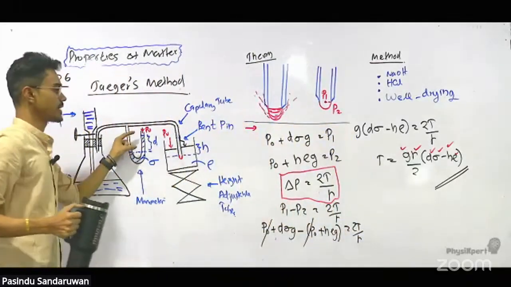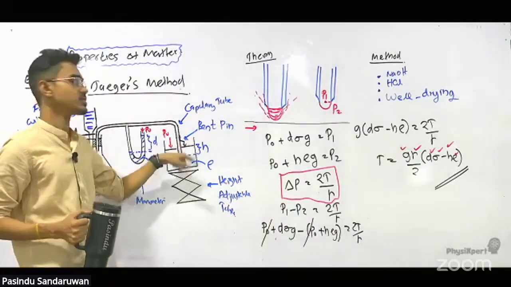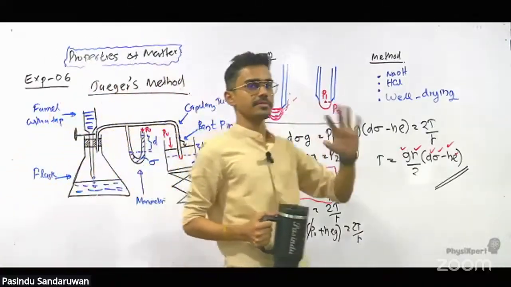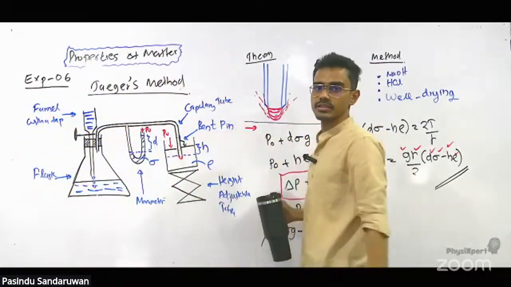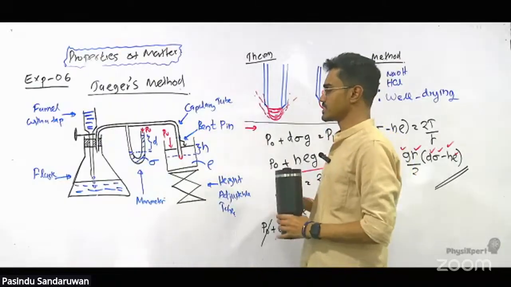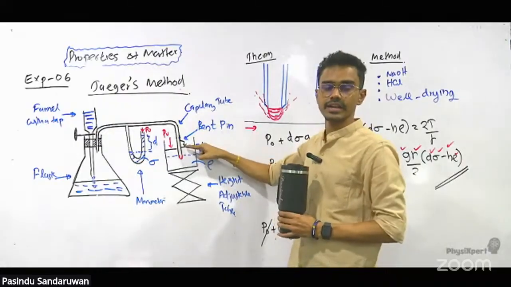Right, D and sigma are known. The other thing is finding h. To find h, after doing the experiment, you have to remove this beaker. After removing the beaker, we focus the traveling microscope to the bottom edge of the pin and take the reading.